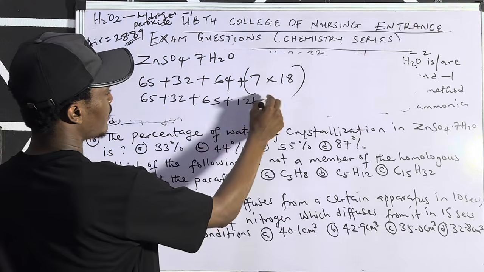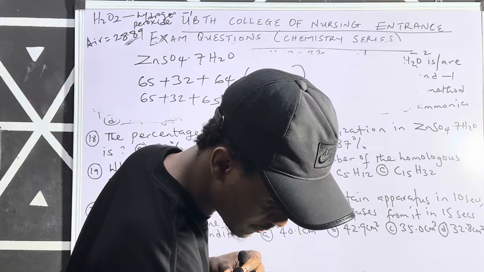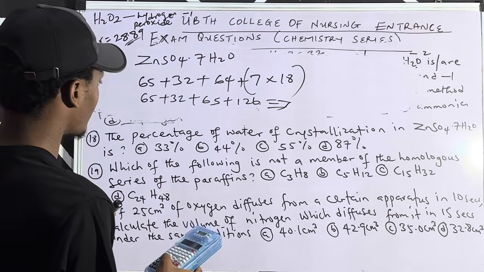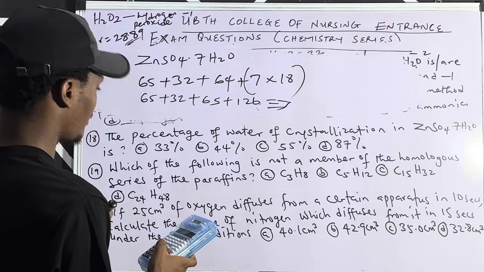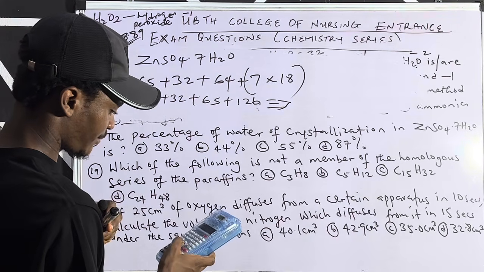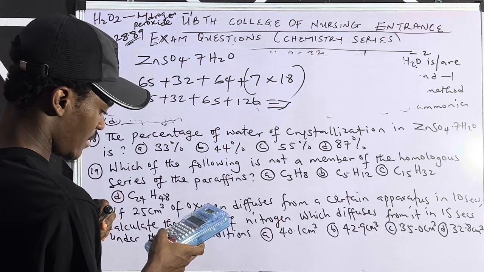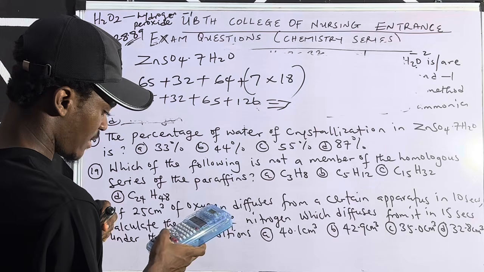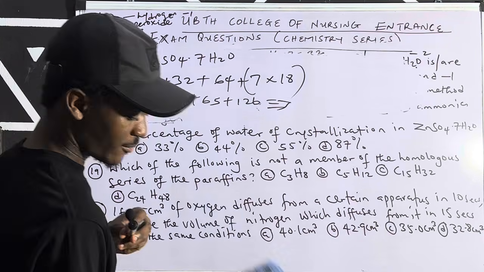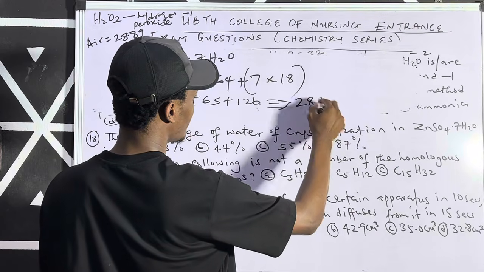126. Then we have to get the relative molecular weight of the compound. All right. So 65 plus 32 plus 65. That should give us 126 plus 65 plus 32 plus 65, 288. So it gave us 288.